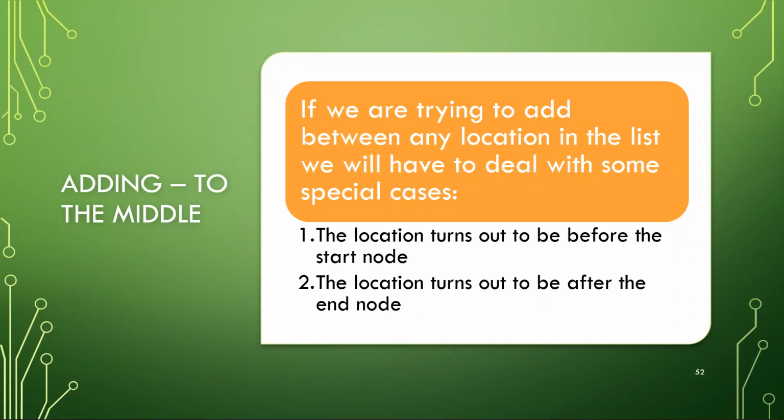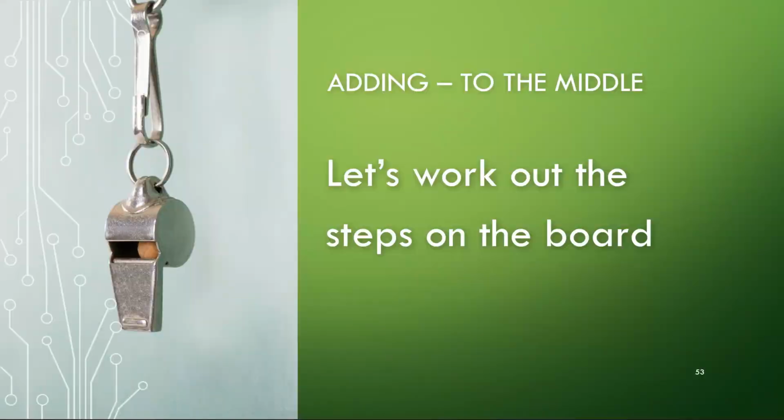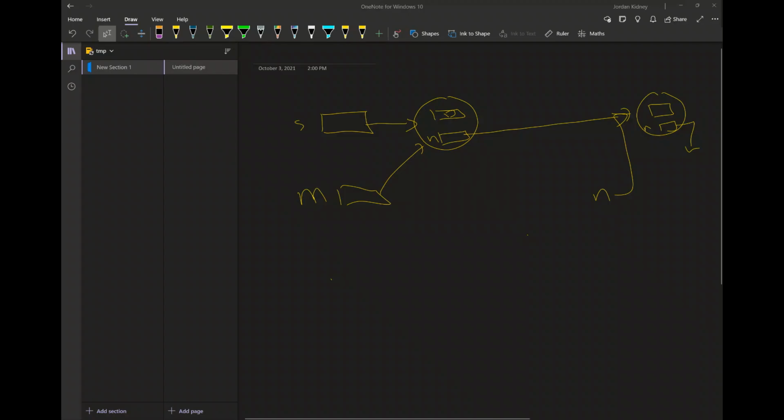So if we are trying to add between any locations in the list, we will have to deal with some of the special cases. So again, if the location turns out to be before the start node, or if the location turns out to be after the end node, so it's out of bounds, we need to deal with this. And then what's happening if we detect that we're at the end versus in the middle. So for the middle, let's work out some of the steps once again on the board. So going back to OneNote, and we'll go through a couple situations.